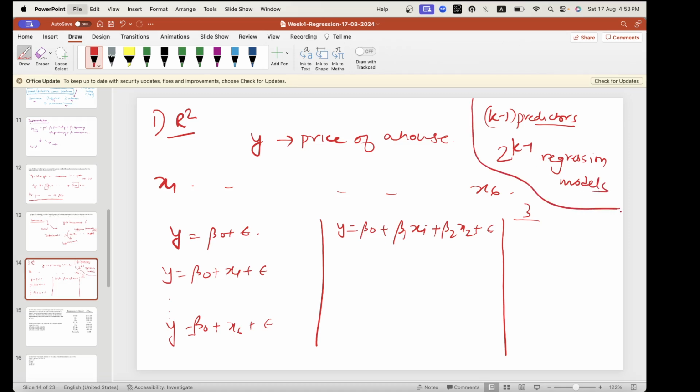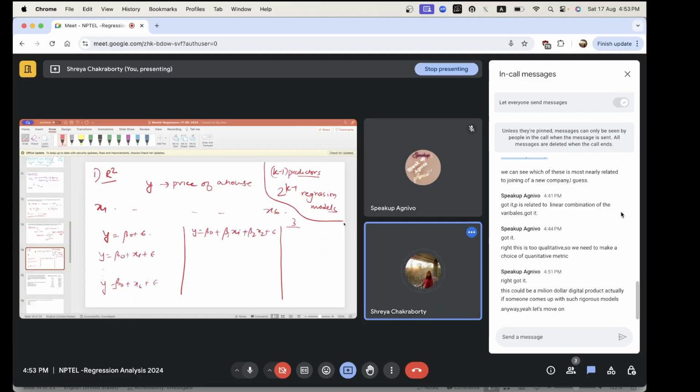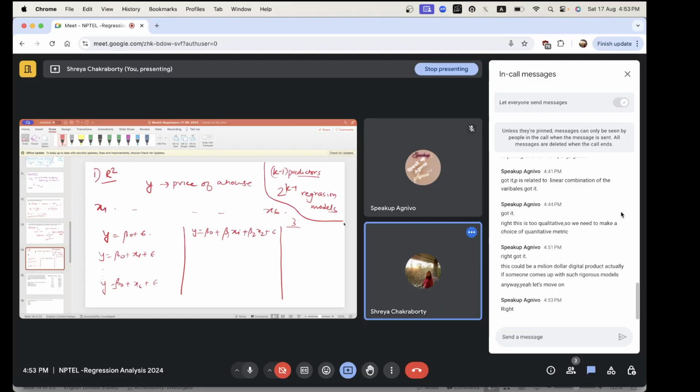Alright. Okay, this could be a $1 million digital project if someone comes up with such rigorous models. Yeah, of course.